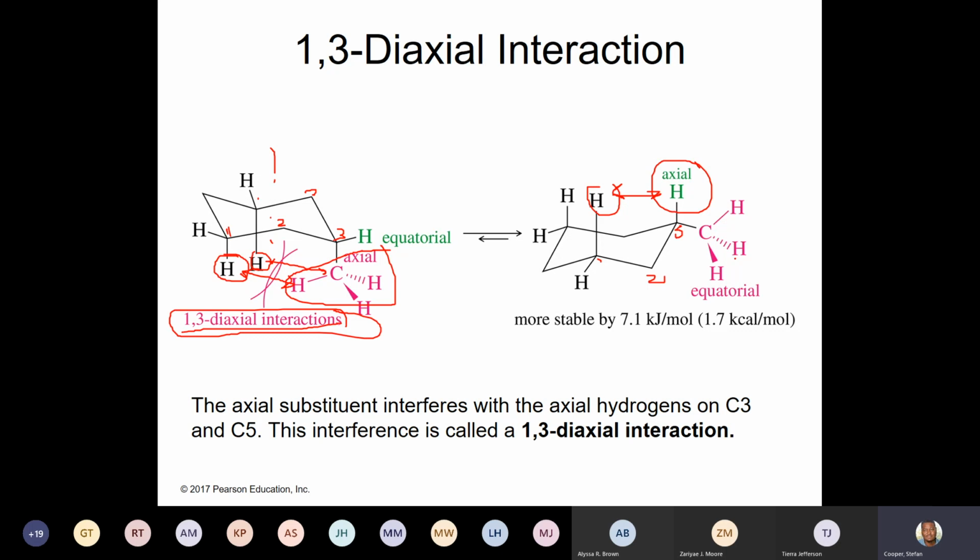Does that help answer the question? That's a tough question. It's just something that you have to be able to recognize. I just see that this is axial and that is axial, and I know that's going to lead to a 1,3-diaxial interaction. That's just what we call it. That's the name of it. It's just an axial atom at carbon 1 and an axial atom at carbon 3, they're going to interact. All right, and that's going to be not preferred, sterically bad. Any questions there?